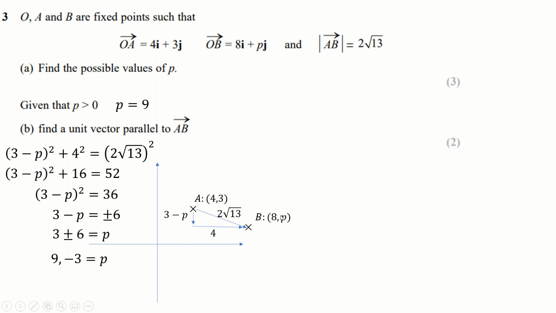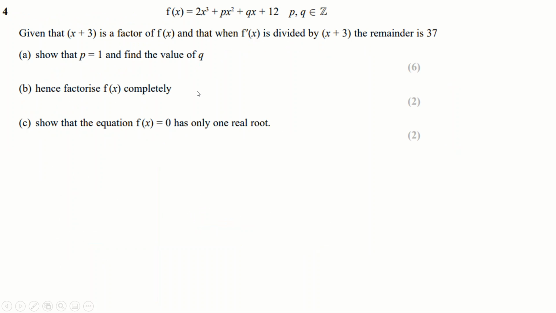Well, if p is equal to 9, then the vector A to B goes 4 across in the i's, as we've already said, and then if p is 9, it actually goes 6 up from 3 to 9. So that's the vector A to B. The length of A to B, as we've already said, is 2 root 13. So if you're finding a unit vector parallel to A to B, you need this vector here, and you just need to scale it down by its own length. So that will be one way of expressing it. You could simplify it if you wanted to, but it doesn't say so, so I'm not going to.